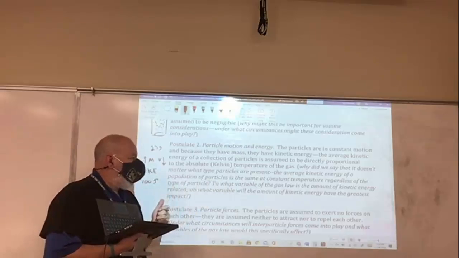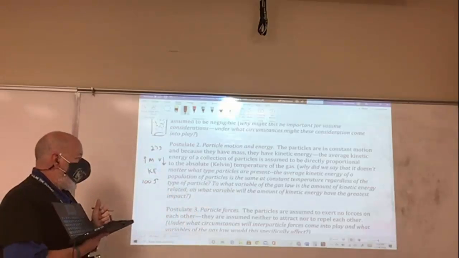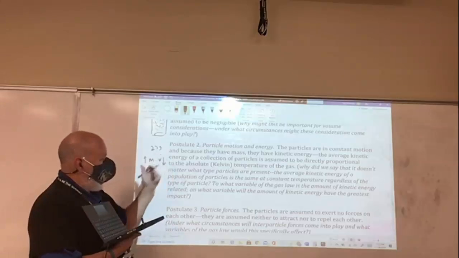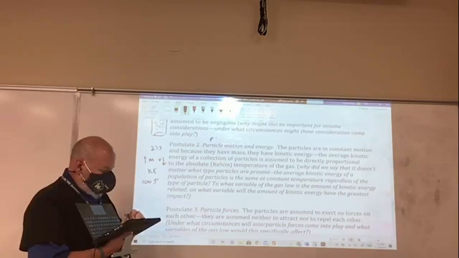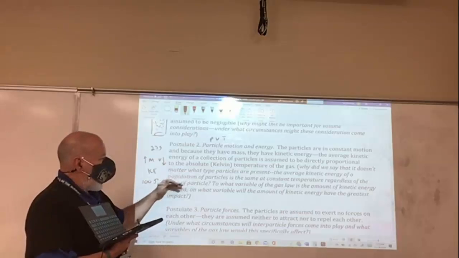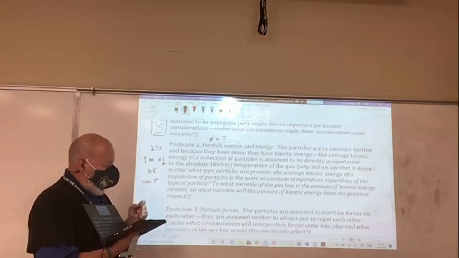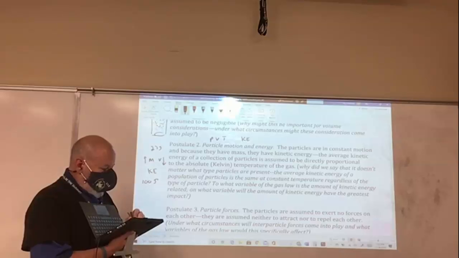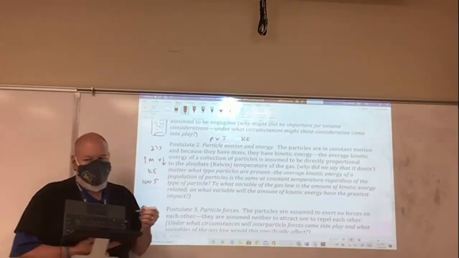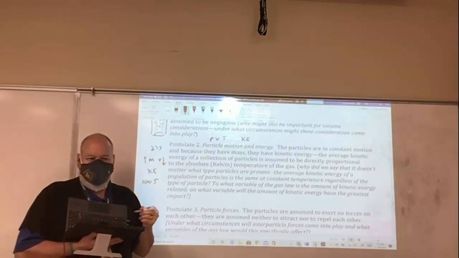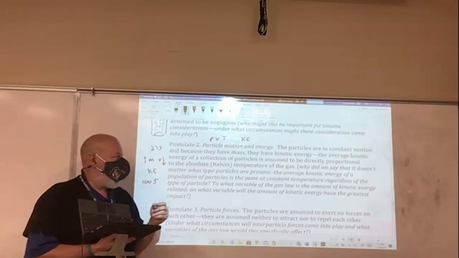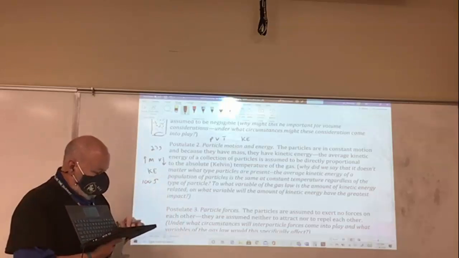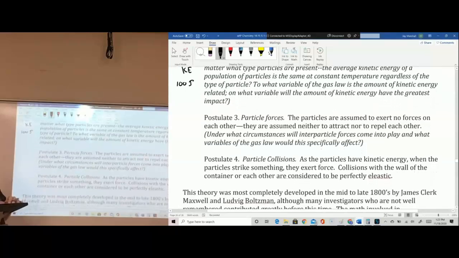To what variable of the gas law is the amount of kinetic energy related? So which of these three variables, pressure, volume, or temperature, are we relating the kinetic energy to? Which of these three variables is going to cause the increase or decrease in kinetic energy? Would it be temperature? Yeah, temperature. If I increase the temperature, I increase the kinetic energy. If I decrease the temperature, I decrease the kinetic energy.